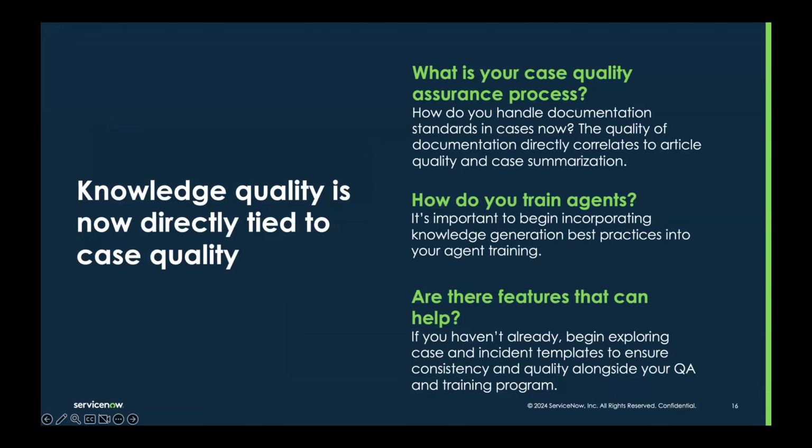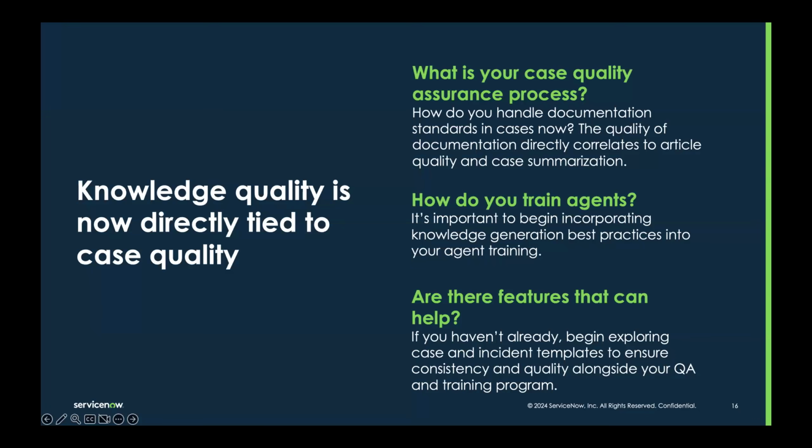A couple of things on guidance. I won't get too much into all the wording here due to time, but knowledge quality is now tied to case quality. As you saw in the demo, the better your documentation on your cases, incidents, and HR cases, the better article drafts you're going to get out. So start thinking now about your case quality assurance process. What quality measures do you have in place? How do you handle documentation? How do you ensure quality documentation? Or if you don't have these in place, what processes can you start putting in place?